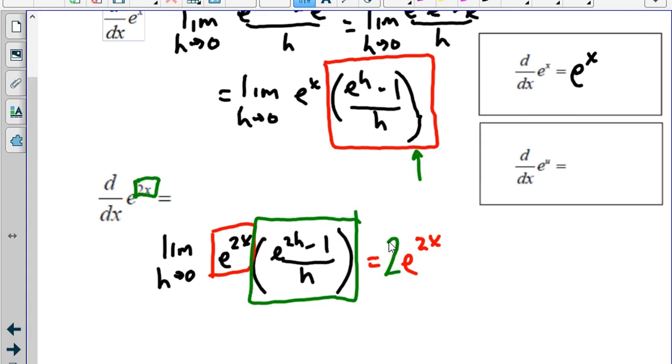So the derivative with respect to x of e to the u is actually e to the u, but then we also have to have this derivative that we're taking with respect to x of whatever that other function u is. So that's basically a chain rule application.